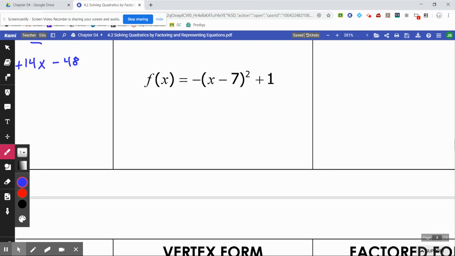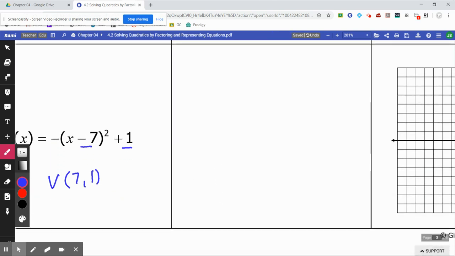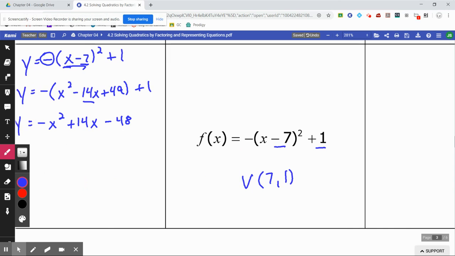Since I already had my vertex form, I can very easily pull the vertex from that. Right 7, up 1. So there's my vertex at 7, 1. Now let's go to a factored form. My original is now negative x squared plus 14x minus 48.